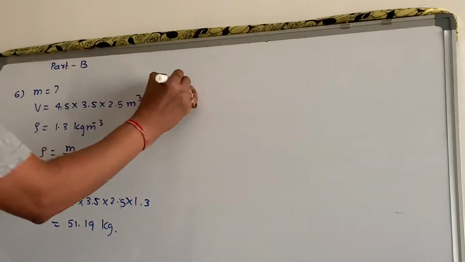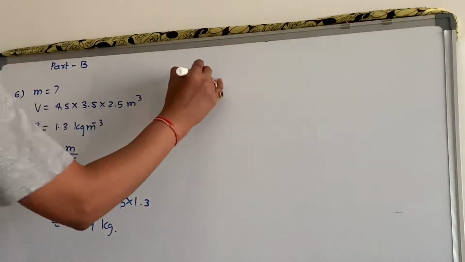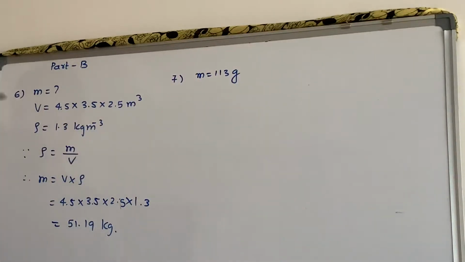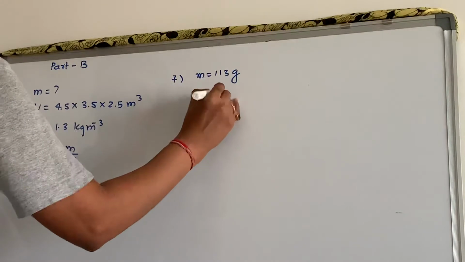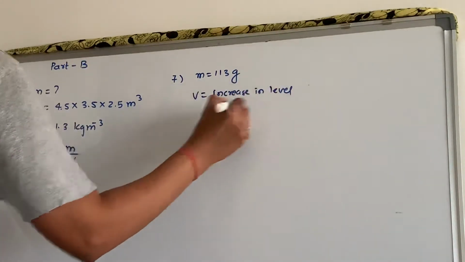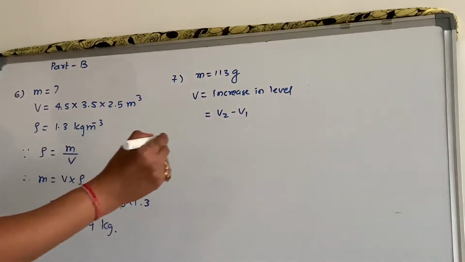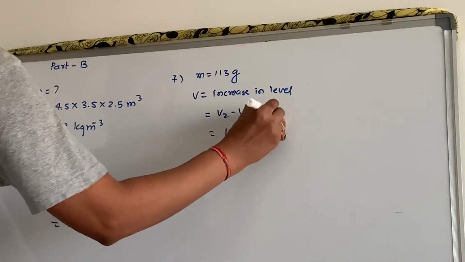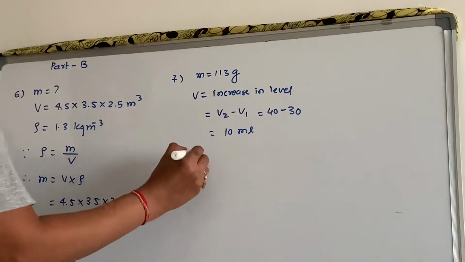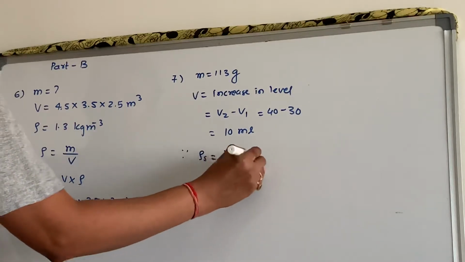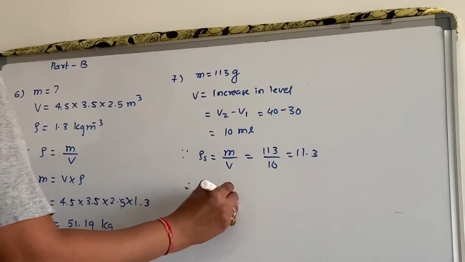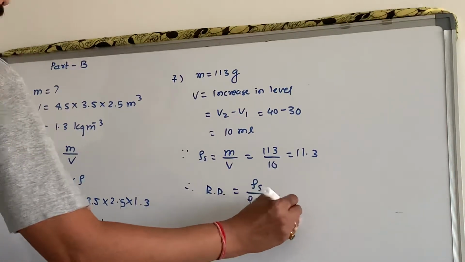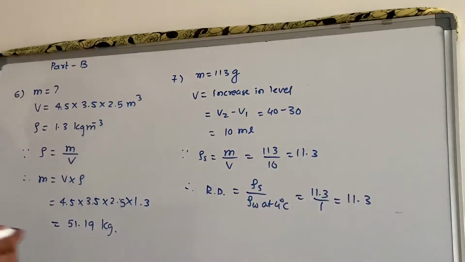Check the seventh one. What is given? A piece of stone of mass 113 gram. Mass is given 113 gram. It sinks to the bottom in a water-containing measuring cylinder, and the water level rises. So volume of body is equal to the increase in level, which is V2 minus V1. It is 40 minus 30, which is 10 ml. Now, since density of substance is mass upon its volume, it is 113 upon 10, which is 11.3. And therefore Rd is equal to density of substance upon density of water at 4 degrees Celsius, which is 11.3 upon 1, 11.3, no unit since it is the ratio.